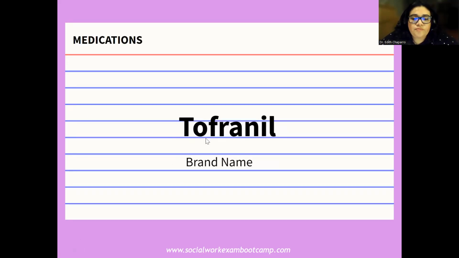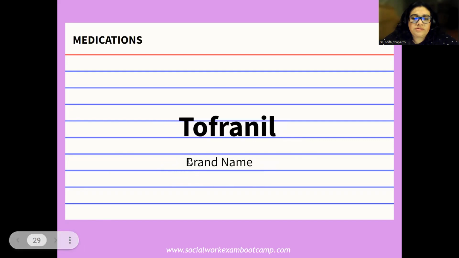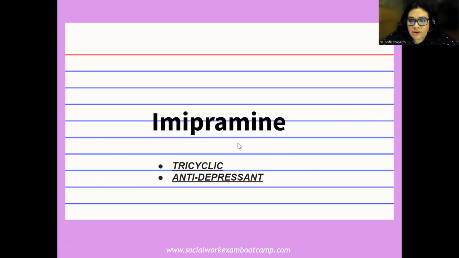All right, so moving along, we have Tofranil, right? This is a brand name. And what is the generic name for Tofranil? It is Imipramine. Some of these names are kind of hard to pronounce, right? So this is Imipramine, and this is a tricyclic, which is a type of antidepressant. All right, so this is the generic name, and the brand name is Tofranil. Okay, and in case you need some more time, you could pause this video and write out this flashcard.